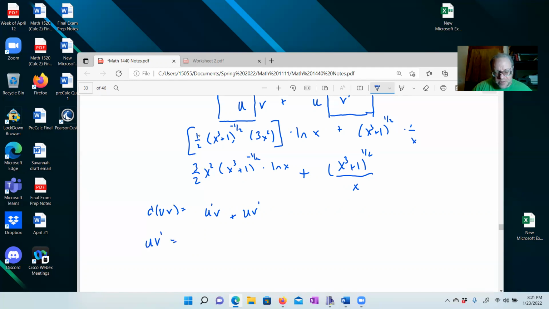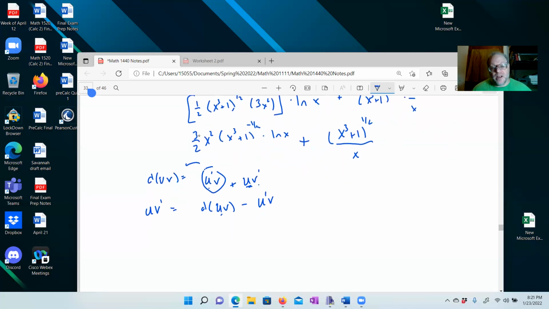uv' is equal to the derivative of uv minus u'v. All I did was take this to the other side and swap the order. So we're just reading this from right to left instead of left to right. So uv is positive, and we have the derivative of uv minus, and I'm just going to put this on the other side, u'v.